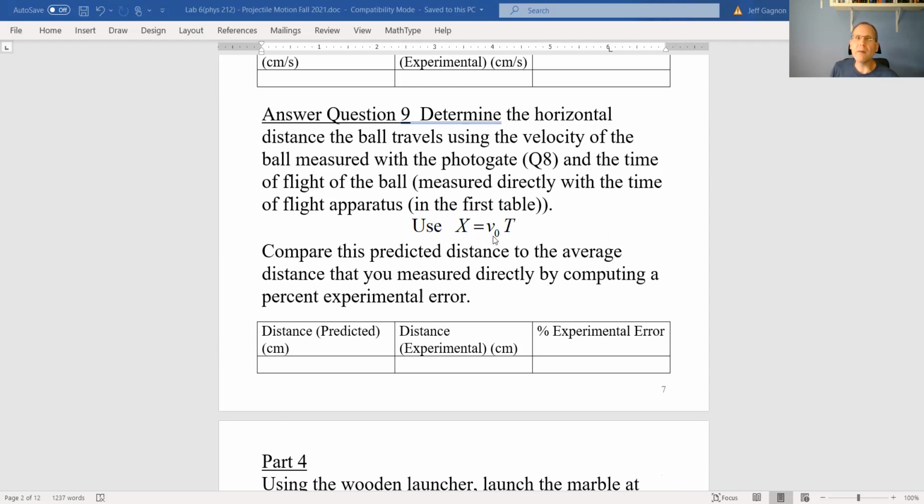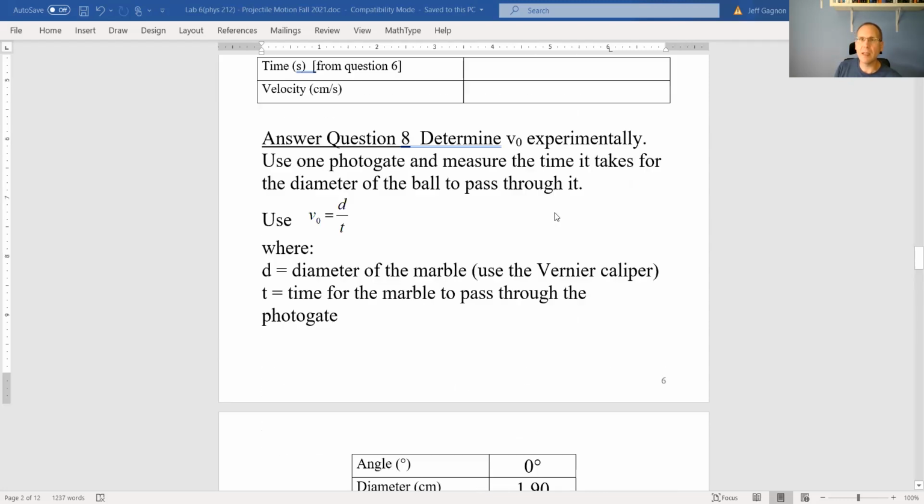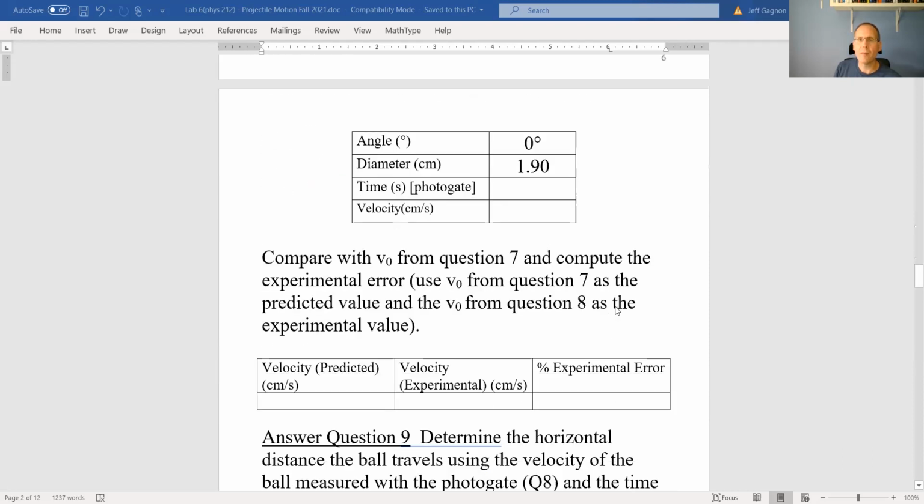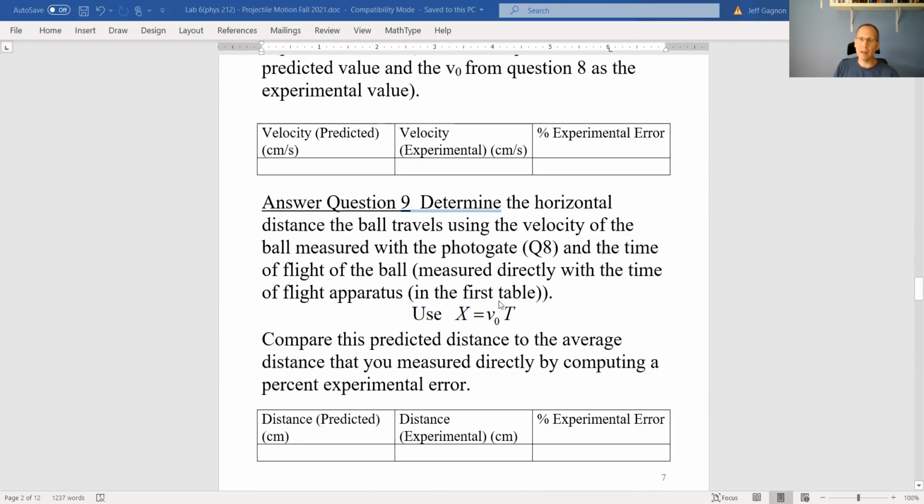So what I want you to use for the velocity here is the experimental velocity from question 8. So this is going to be your experimental velocity from question 8. And the time here is going to be your time of flight from the table. So it's going to be the average right here, the average time of flight from the table. Okay, so if you multiply the velocity from question 8, experimental velocity, times your average time of flight from the table, that should give you a good estimate of the horizontal displacement, X.